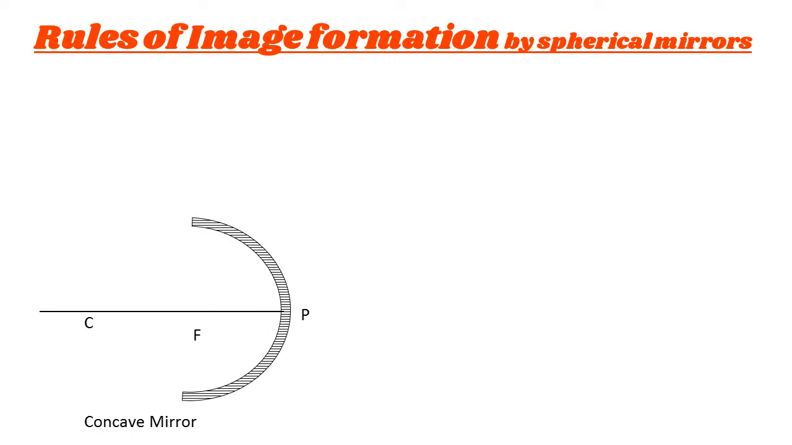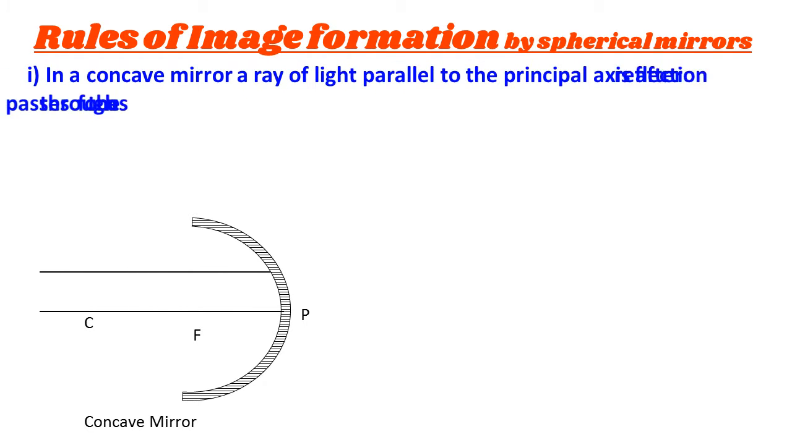Rules of image formation by spherical mirror. There are four rules. First one, in a concave mirror, a ray of light parallel to the principal axis after reflection passes through the focus. Please check the diagram.